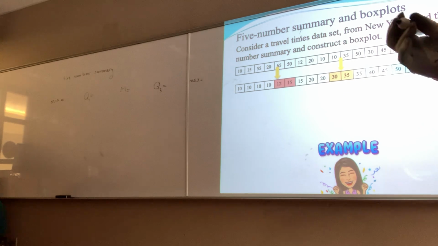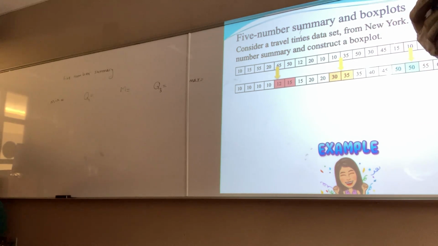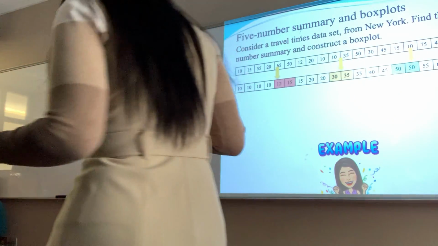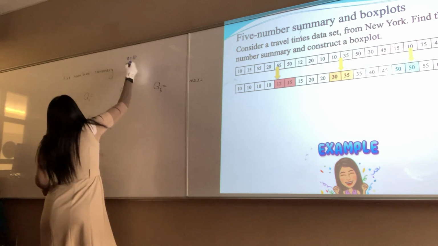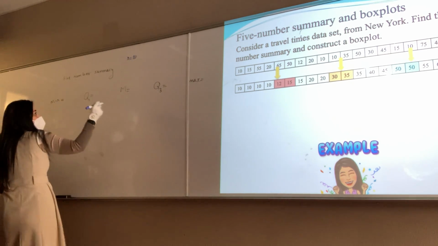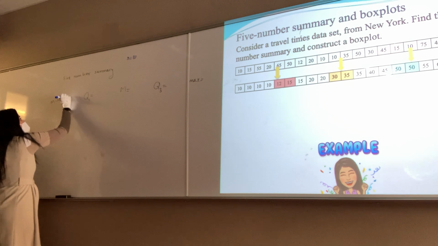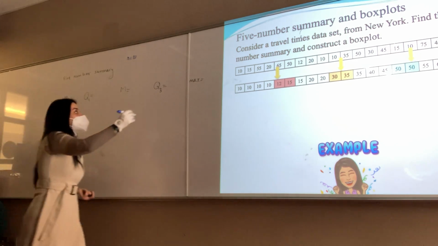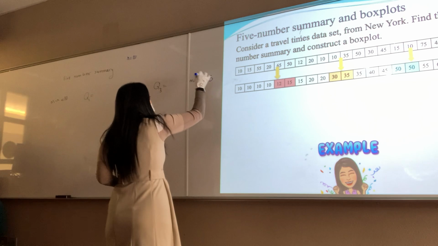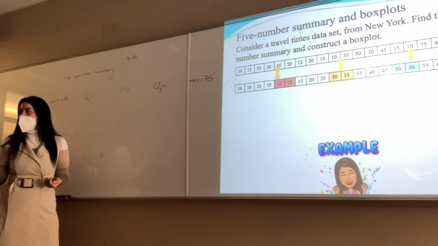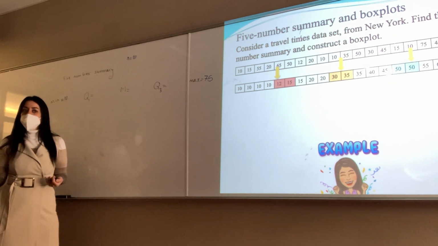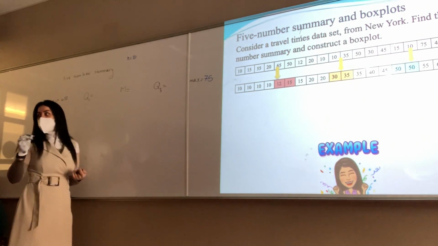How many observations do we have? Okay, total 20, right? Okay, so minimum and maximum are easy. Tell me what's the minimum? 10. What's the maximum? 75. And I think by now everyone got the median. What is that? 32.5. Everyone? Yes.